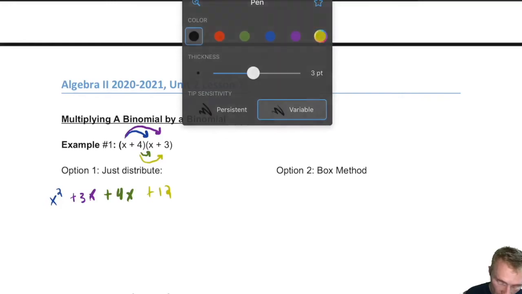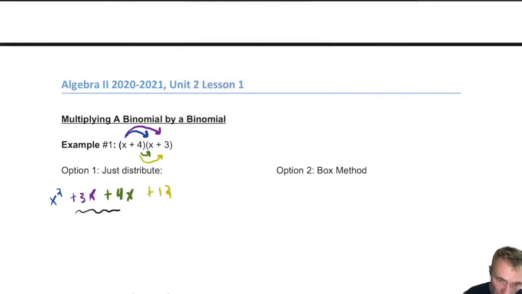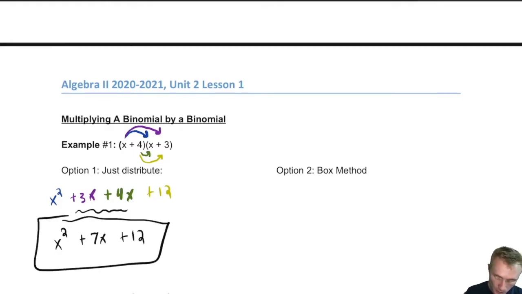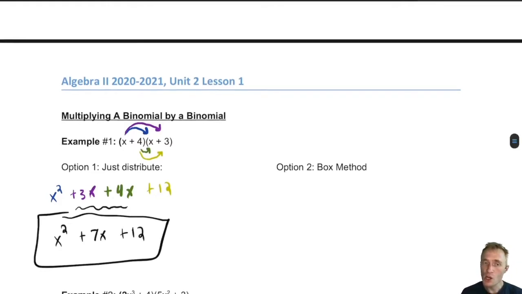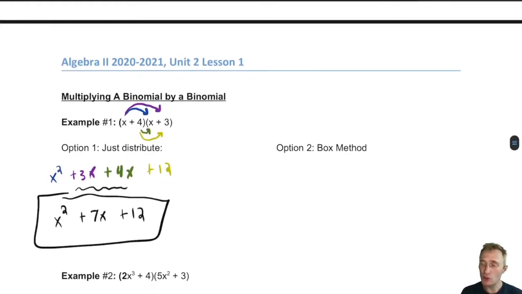When I say work out nicely, I mean because if this is in correct form, your like terms will just be in the middle here. You distribute and then you combine. X squared plus 7x plus 12. That's all. Just distribute. If these problems get trickier, or if you just like this method of organization, I'm going to show you something called the box method.